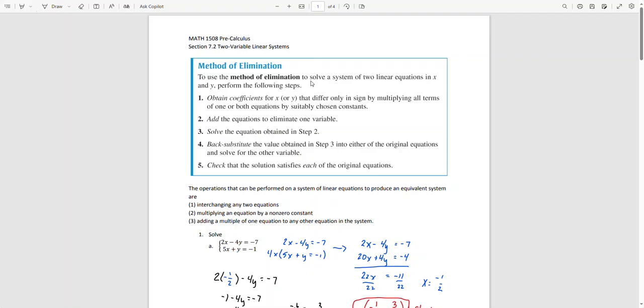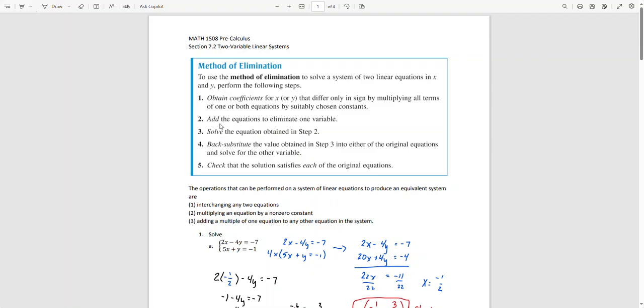To use the method of elimination to solve a system of two linear equations in x and y, we're going to perform the following steps. And since they're steps, we're going to go in order. First, obtain coefficients for x or y that differ only in sign by multiplying all terms of one or both equations by suitably chosen constants. Okay, so we want coefficients that differ only in sign. So same number, one's positive, one's negative.